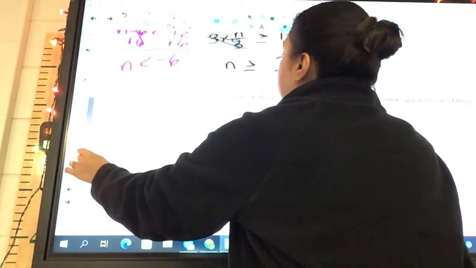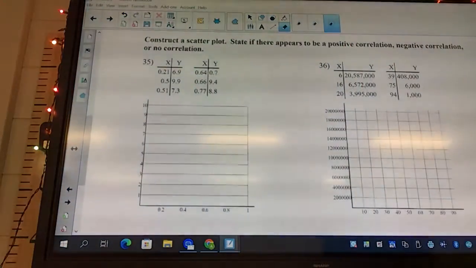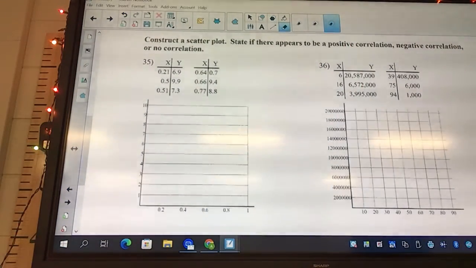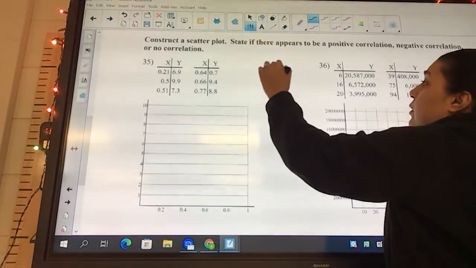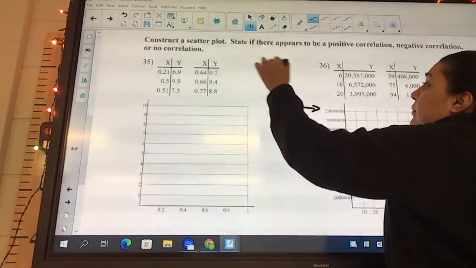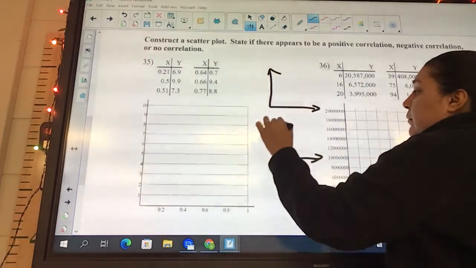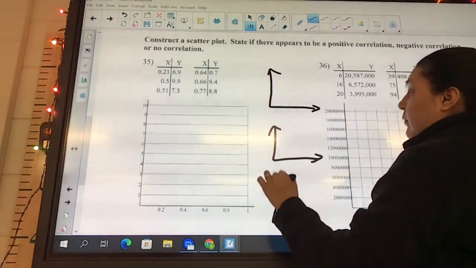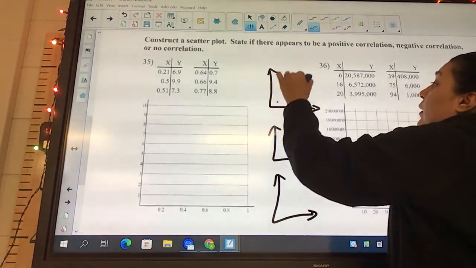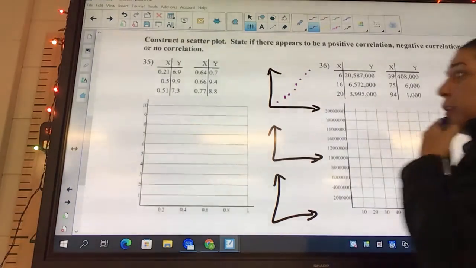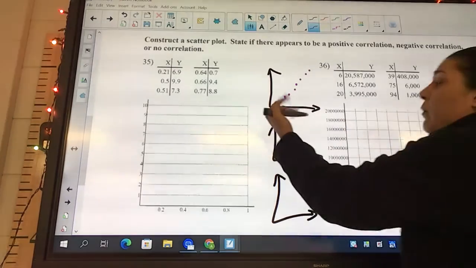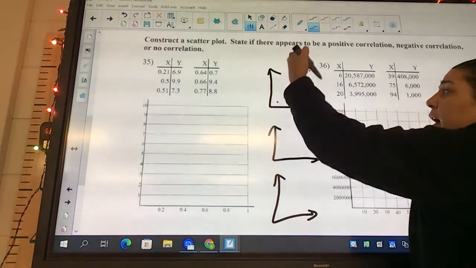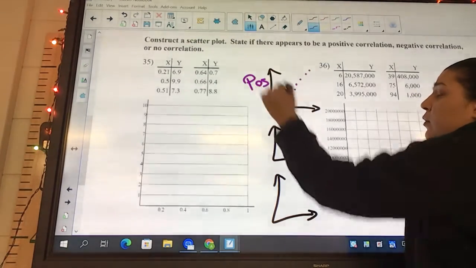Okay, the next one says construct a scatter plot. State if there appears to be a positive, negative, or no correlation. Okay, and I'm going to write a little bit of notes over here. What kind of correlation is that? Positive. It's a positive. Overall, the farther I get this way, the higher up they're going. This is going to be a positive correlation.